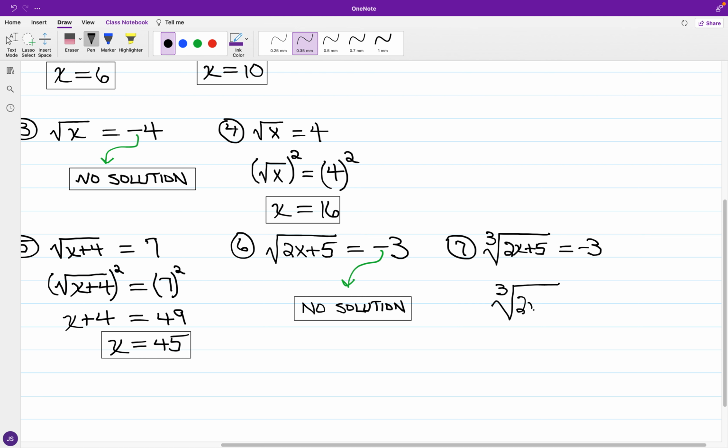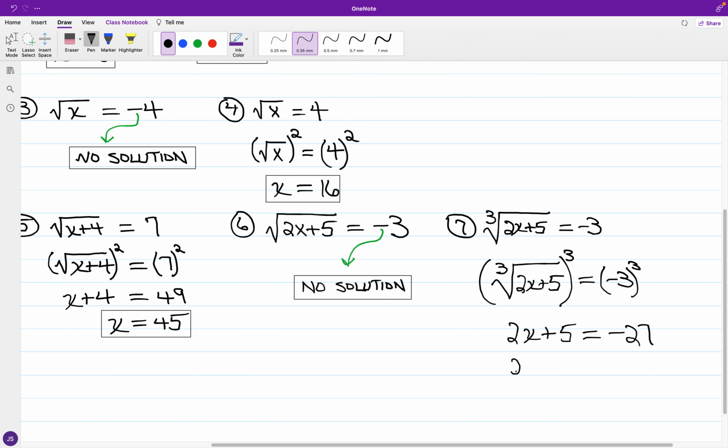So what I can do here is proceed, and this time I can take care of the cubic root. Again, you have the index number at 3, and I can apply exponents, taking both sides and raising to the third power. So we have 2x plus 5, and we have a -3 cubed. We got -3 times itself times itself. So this is going to be -27. So I have a two-step linear equation.